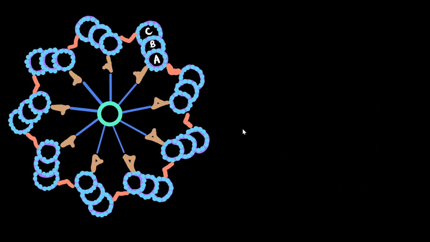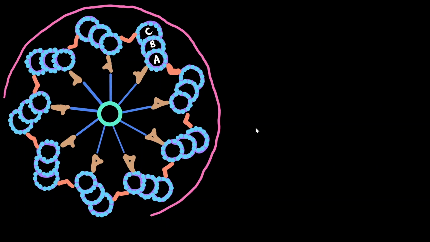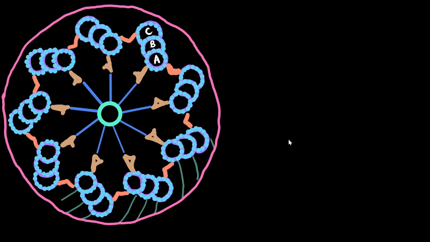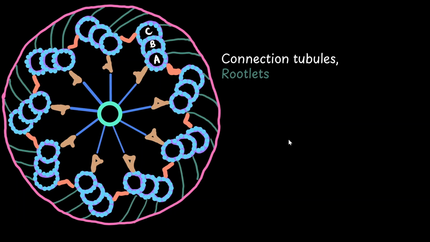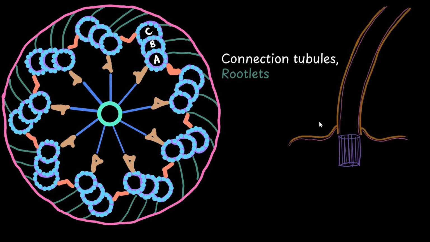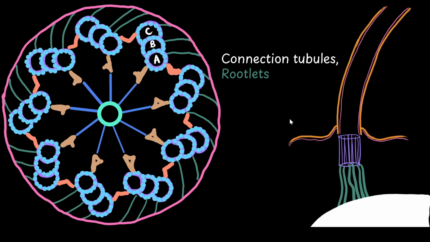The peripheral triplets are connected to the plasma membrane by connecting tubules which are called rootlets. These rootlets also connect the basal body to the nucleus. The rootlets receive signals from the nucleus and can help to alter the orientation of the flagella accordingly.